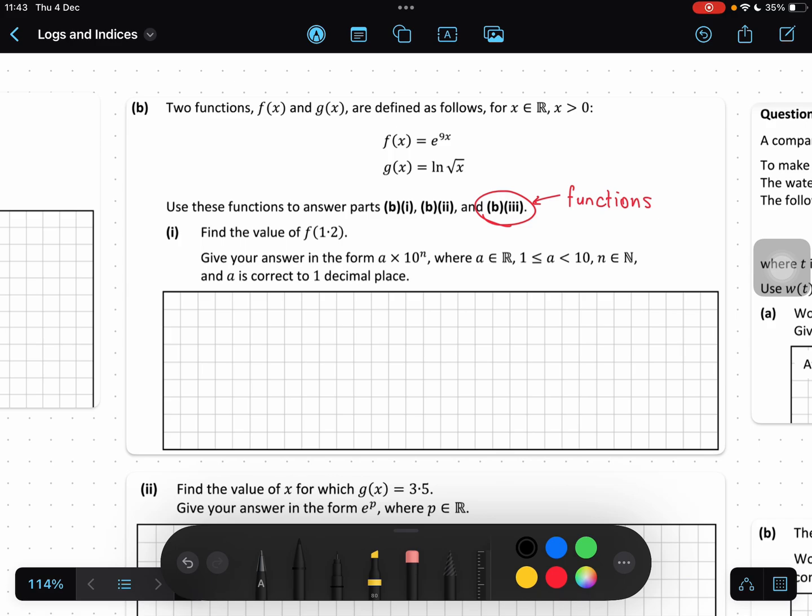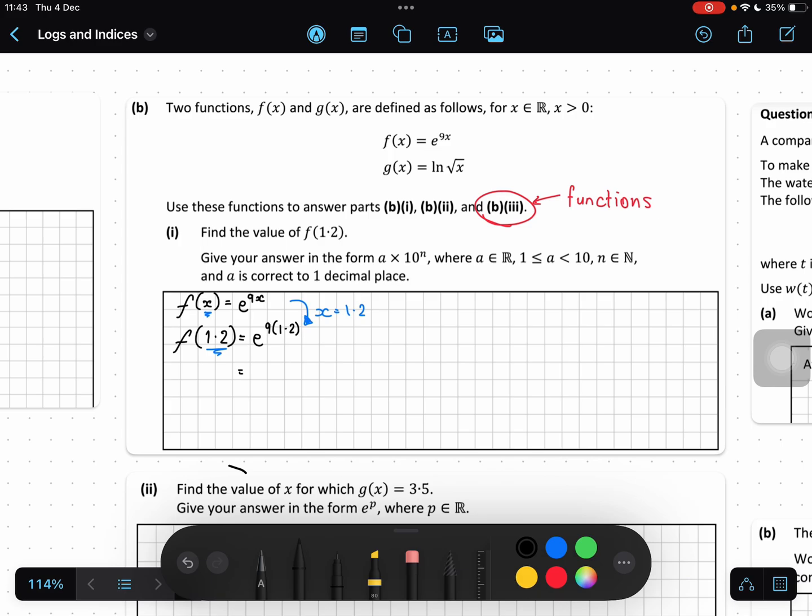So the first one tells me that f of x is e to the power of 9x. Then the question asks for f of 1.2. All that is telling me is it has replaced the x with the 1.2. So all I am seeing is that x is 1.2. They have told me that by putting it inside the brackets. So here all I need to do is solve this when x is 1.2. So it's e to the power of 9 times 1.2.